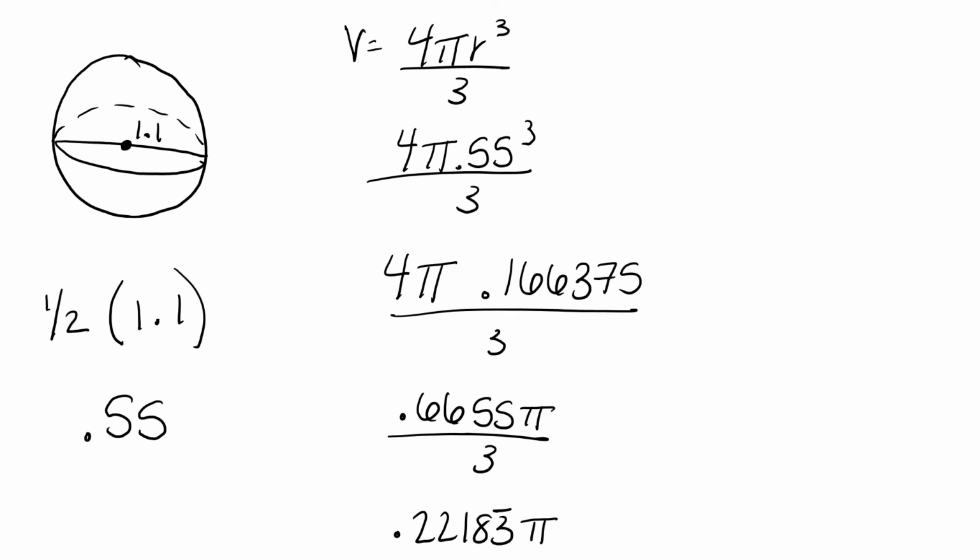Notice we did not round any of those values. We do not round until the final answer is solved. Keep everything in the calculator as you solve each step. Our last step is to multiply by pi, so we multiply by the fraction 22 over 7. We get an answer of 0.697190, on and on and on.